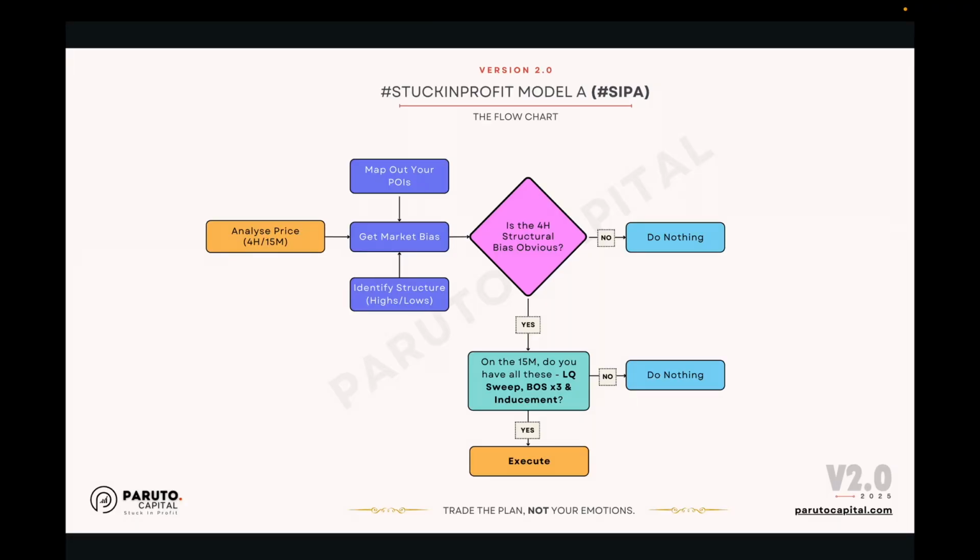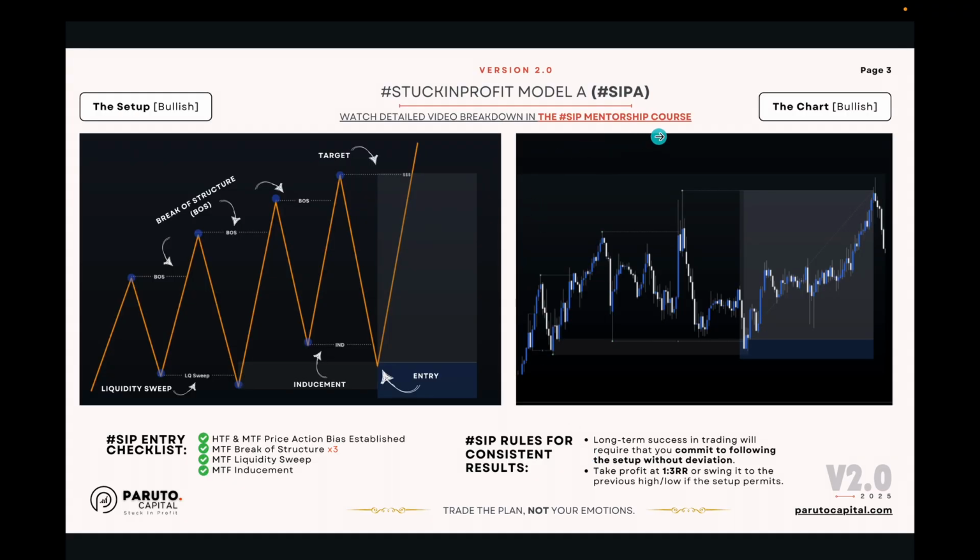If you follow them, then you're super good. Okay, now next you can see here on my left hand we have the setup that we're looking out for. So what are we looking out for? First you can see here break of structure 1, break of structure 2, break of structure 3. So 3 break of structures.